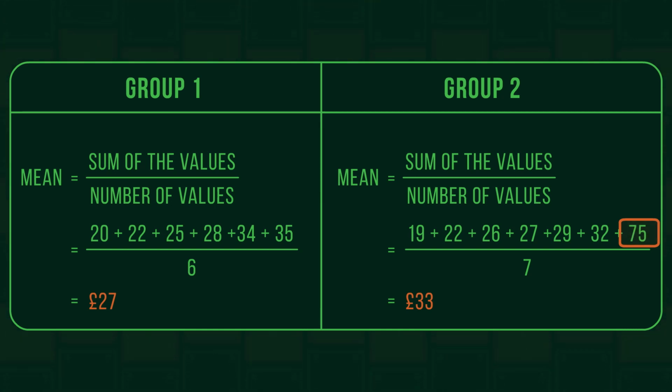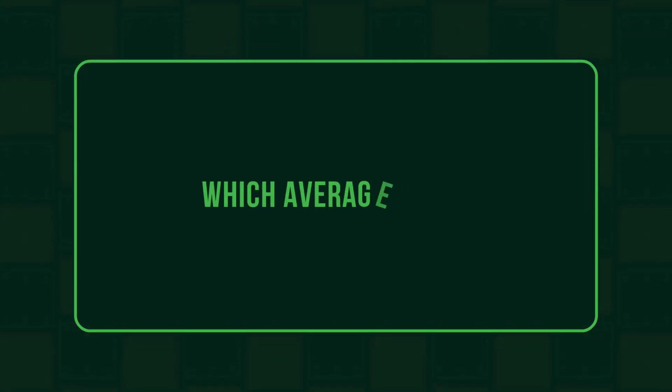It's much bigger than the other values. This skewed the mean to make it larger for Group 2. Whereas without the £75, then the mean for Group 2 would have been £26. Watch this video to learn more about the effect of skewed data on calculating the average.